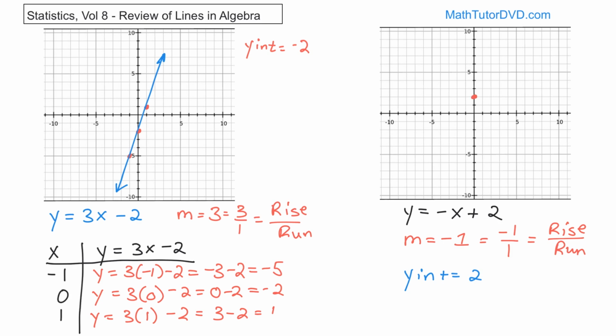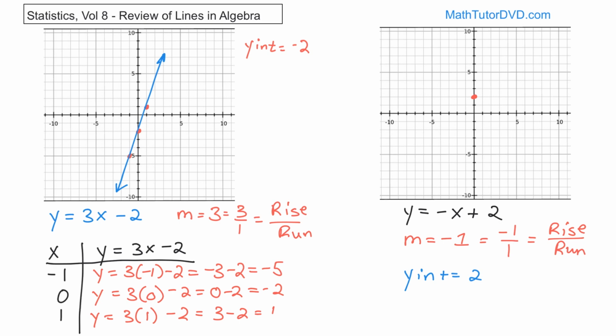But what we don't know yet is, does the line look like this? Does it look like this? Does it look like this? We know it goes through that point because the y-intercept tells us that. But now we look at the other piece of information, the slope. It's -1, which is a negative rise over a positive run.